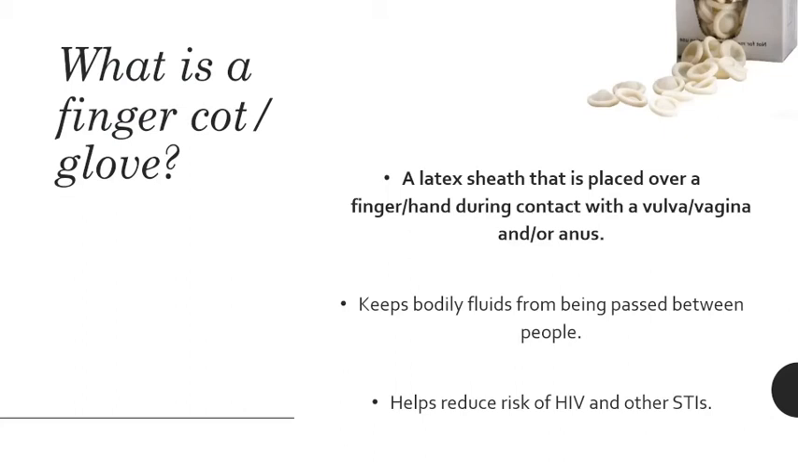or anything like that that could be an entry point for somebody else's bodily fluids. So the purpose of using this is to keep bodily fluids from being passed between people in order to reduce our risk of HIV and other STIs. A lot of people have seen finger cups before in first aid kits or something like that. You can actually find them in the first aid section at a grocery store or drugstore.